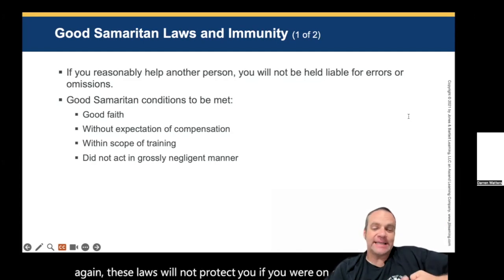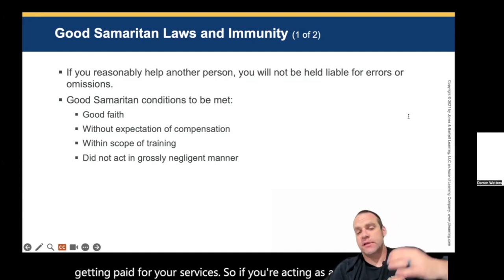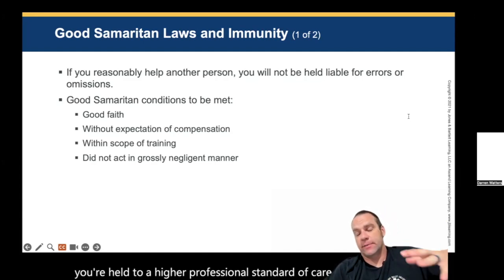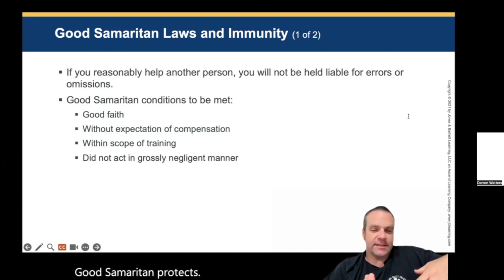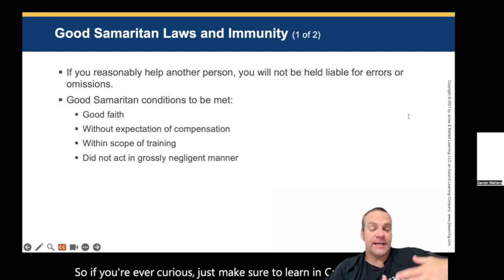If you're acting as an on-duty EMT, you're held to a higher professional standard of care. Also, the Good Samaritan protections vary by state. So if you're ever curious, make sure to learn, like in California, what you are actually protected from as an EMT, whether you're on duty or off duty.